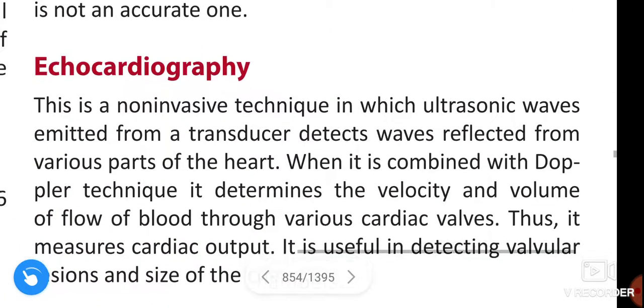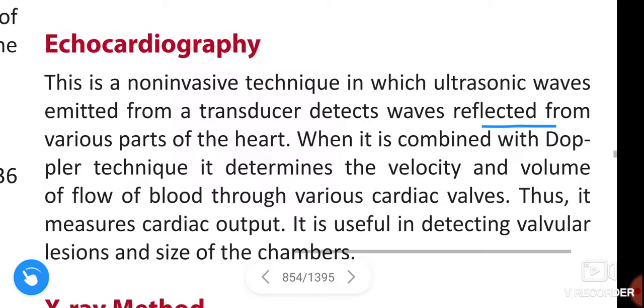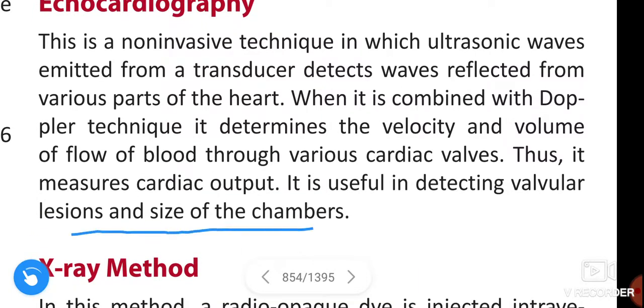Next, echocardiography. Echocardiography is a non-invasive technique in which ultrasonic waves emitted from a transducer detect waves reflected from various parts of the heart. When it is combined with Doppler technique, it determines the velocity and volume of flow of blood through the various cardiac valves. Thus, it measures the cardiac output. It is useful in detecting valvular lesions and size of the chambers.